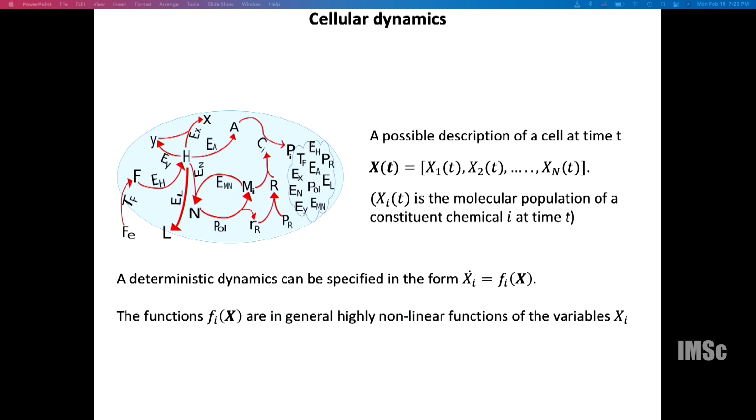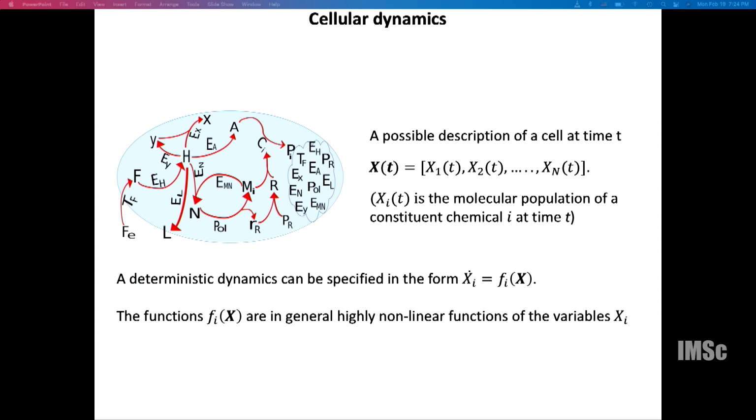Once you know the populations of all of them, then you know the state of the cell at any particular time. That's our state, okay? And you can specify a deterministic dynamics in the form of a first-order dynamical system: dxi by dt, or xi dot, is some function of the existing populations.